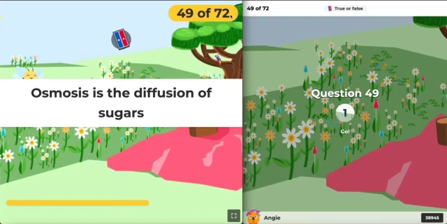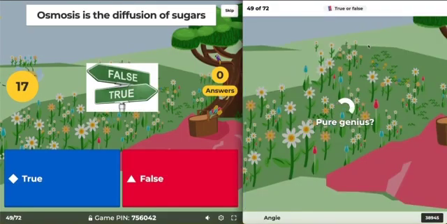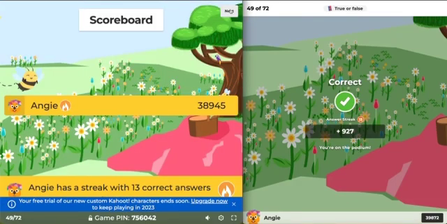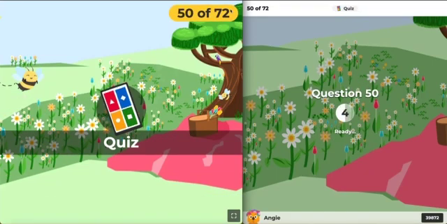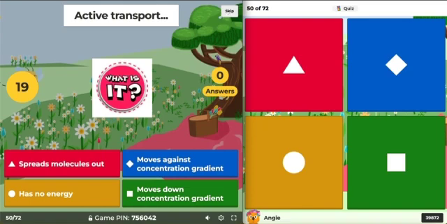True or false? Osmosis is the diffusion of sugars. And that is false. Osmosis is just diffusion of water. It's water across the different membranes. Active transport. Let's go.